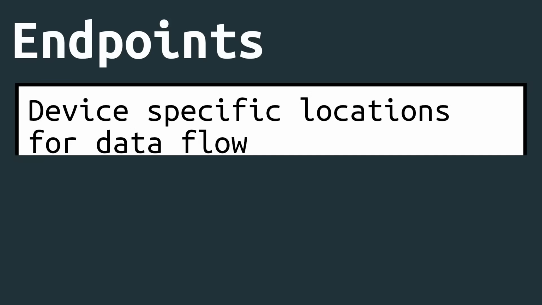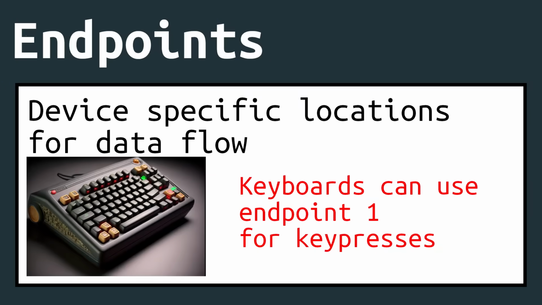Well, for that, we have to look at device endpoints. An endpoint on a device is sort of like a destination or origin for certain data. A keyboard might use endpoint 1 for the key presses, for example. Each endpoint has to configure itself in a certain way, such as which transfer type to use and whether data comes in or out of it.